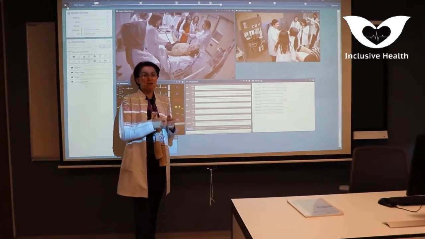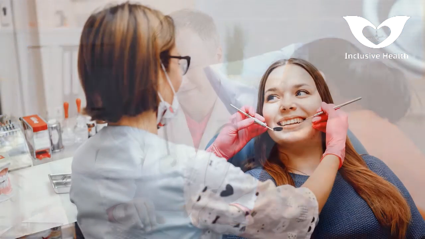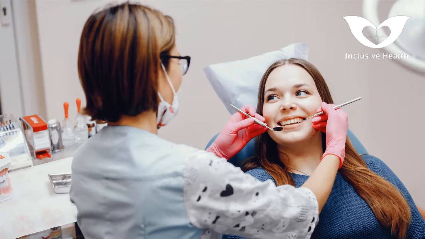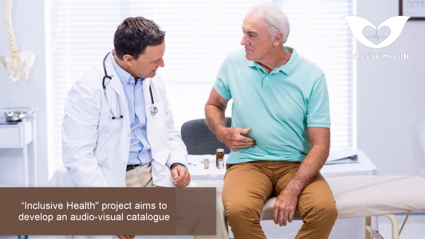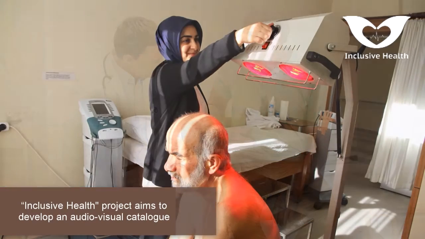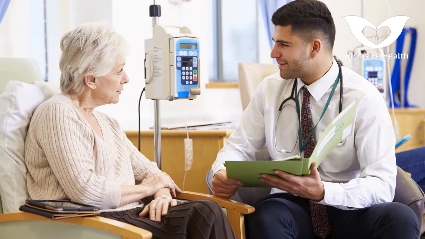However, combining the efforts and the expertise of several countries makes work easier and significantly improves the quality of results, favoring, among other aspects, the skills and mobility of workers in the sector. In general, the Inclusive Health project aims to develop an audiovisual catalogue. Training tools for health professionals to improve their social inclusion skills will be an innovative tool for the sector which has never been done before.